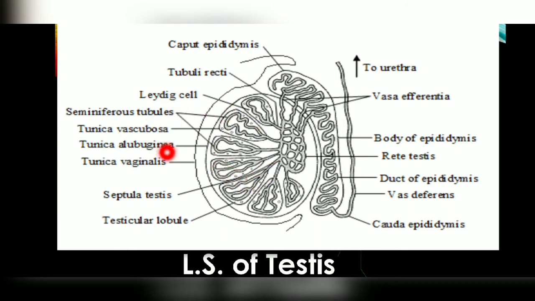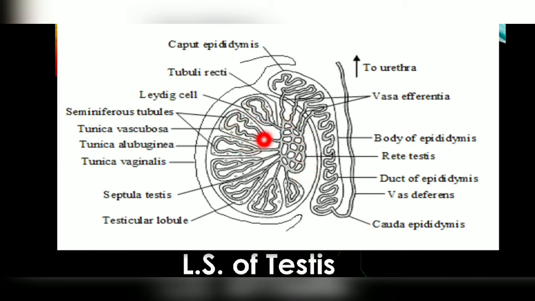So it is our second layer, that is the tunica albuginea, and the third and innermost layer is our tunica vasculosa, this one, and it is highly vascular. And this whole structure, or the lobules, are present in a tissue that is called our interstitial tissue. This part is a connective tissue that is called our interstitial tissue.